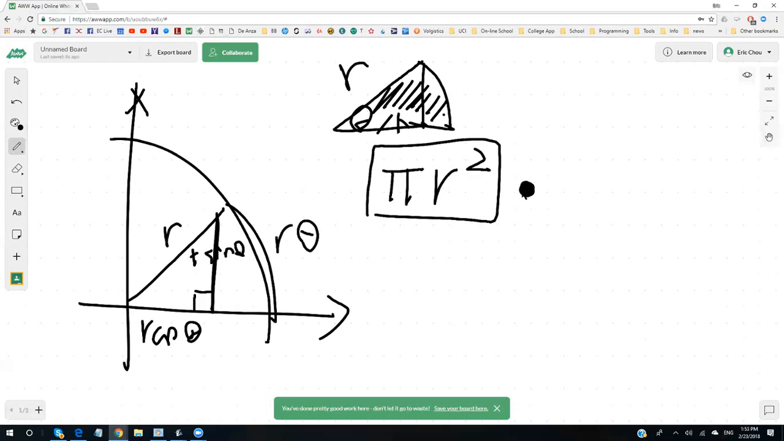Wait, what is that called again? This area of the sector, right? Yeah, this sector over the whole circle area. What's the ratio?